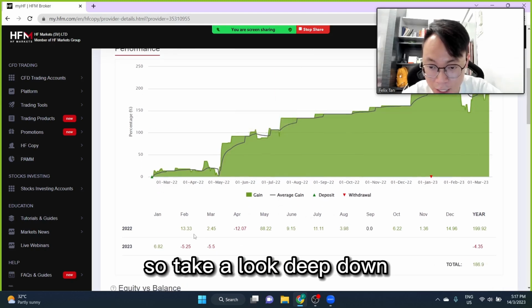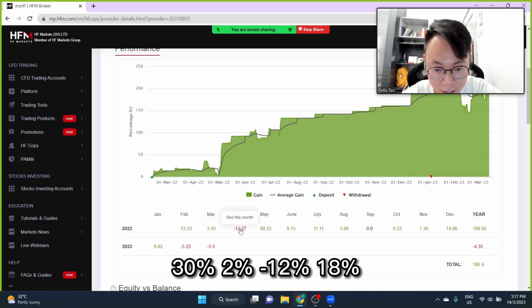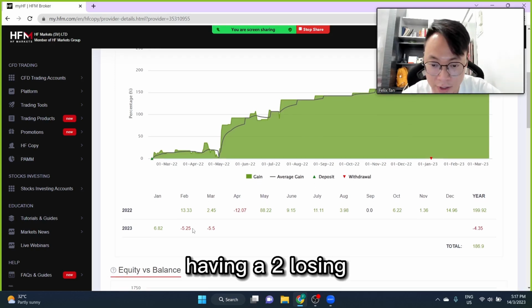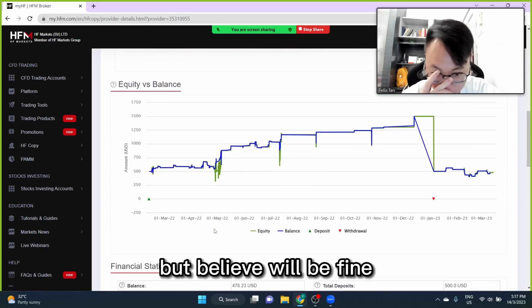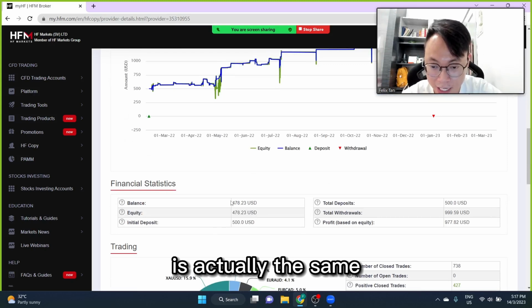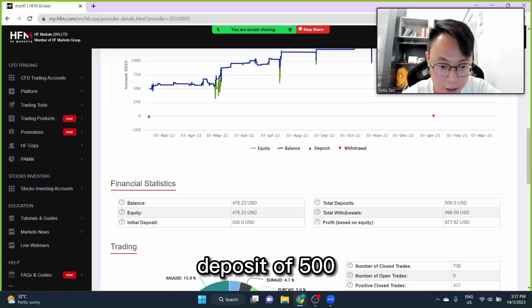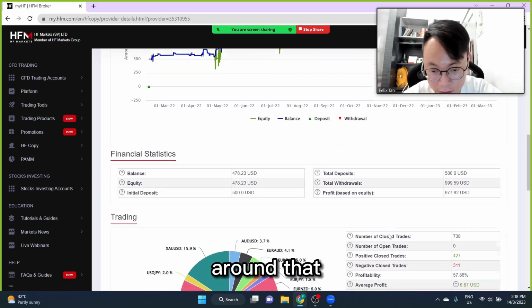So take a deeper look at the monthly performance. We have some realistic gains: 30%, 2%, minus 12%, 88%, right, quite good here. Recently he had two losing months. This month is still in a drawdown, but I believe it will still be fine. The balance and the equity are actually the same at this point, and there was an initial deposit of 500. This guy made around 1,000 US dollars profit.